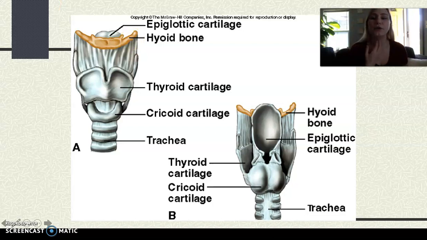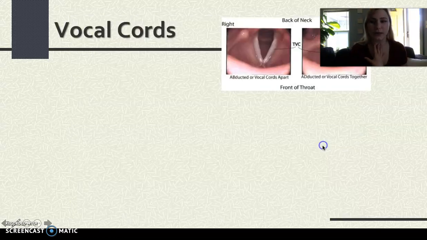So we have the thyroid cartilage here, and this is what ultimately gives rise to the Adam's apple. If you have higher levels of testosterone, it's more likely that this will appear, hence why males will have a more present Adam's apple than females. The cricoid cartilage is going to be right there, and that's what attaches the larynx to the trachea. And up here we have the epiglottic cartilage, and this is going to be what prevents food from going down into your trachea.